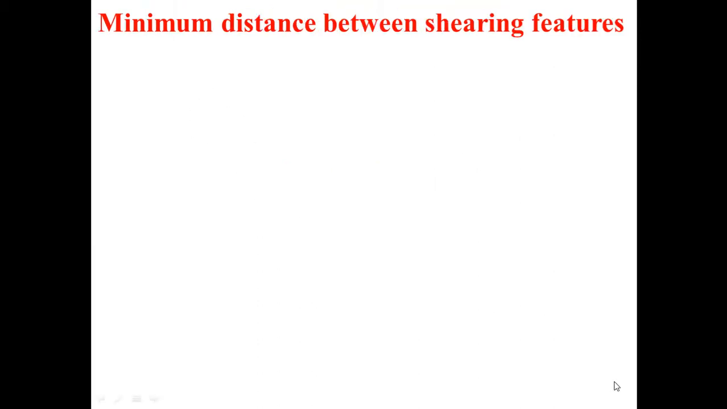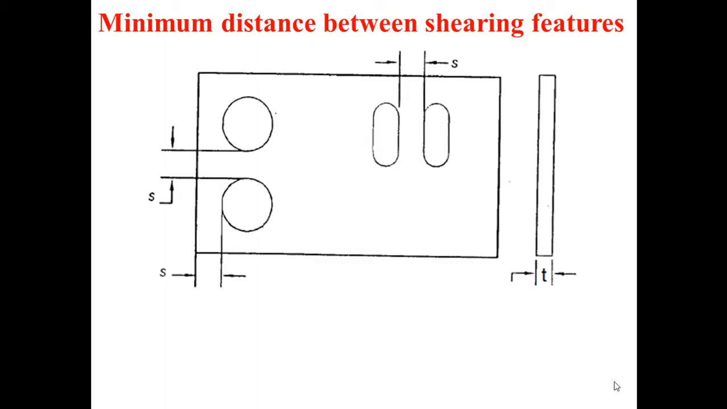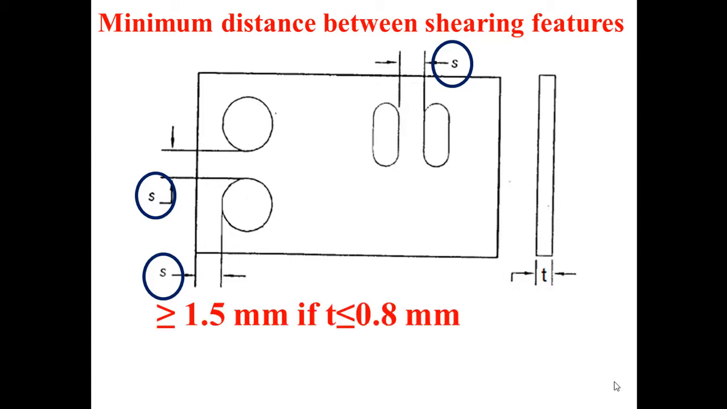Let's move now to the rules governing the minimum distance between shearing features. As you can see in this figure, the distance between shearing features such as holes and slots, and also the distance between shearing features and the edge of the sheet metal blank must be higher than 1.5 millimeters if the thickness is lower than 0.8 millimeter.